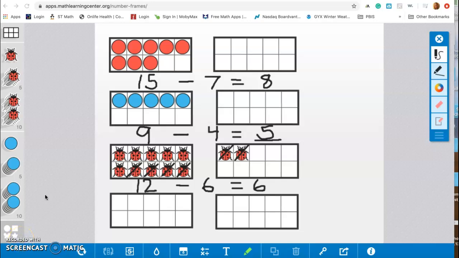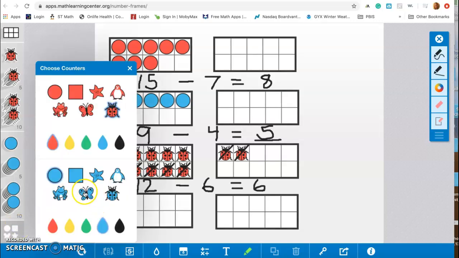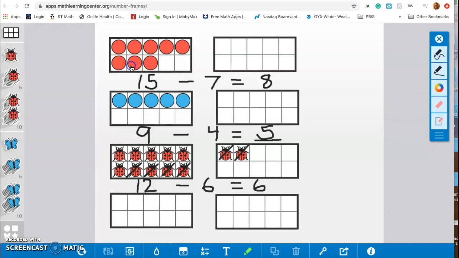All right, we have one more set of 10 frames on my board here. So we're going to look at another way that we're going to think about butterflies. So I'm going to change this bottom one to butterflies, and we're going to put some butterflies out on our 10 frame. I would like you to try to figure out how many butterflies I have here. I'll give you a moment to think about that. Let's see. 1, 2, 3, 4, 5, 6, 7. If you said that there were 7 butterflies, you are correct.